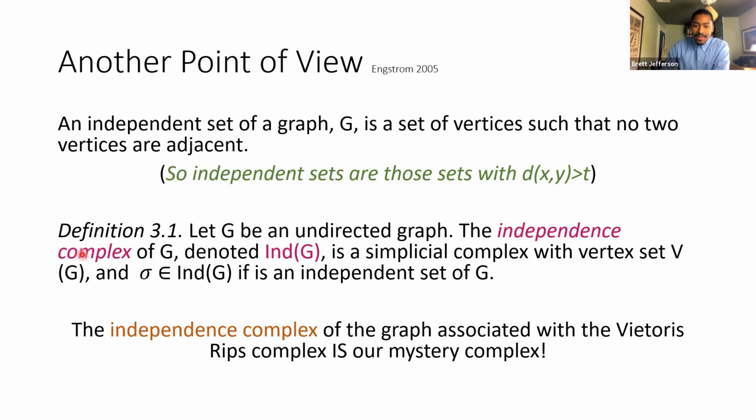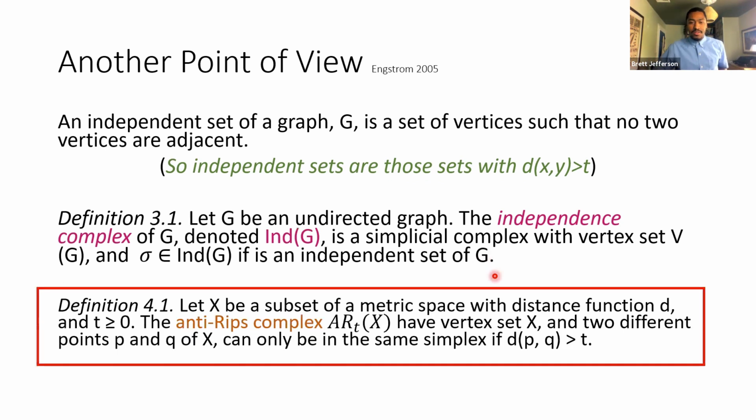It's the independence complex. So the independence complex is exactly the simplicial complex on the graph where the vertex set is, of course, the vertex set of the graph, but each simplex is an independent set of the graph G. So, oh, this is our mystery complex. We figured it out. Yeah. So this thing is a thing. People study it. And it turns out that Engstrom also studied it, and he called it the anti-Rips complex.